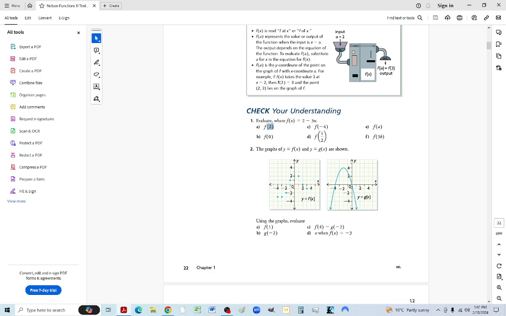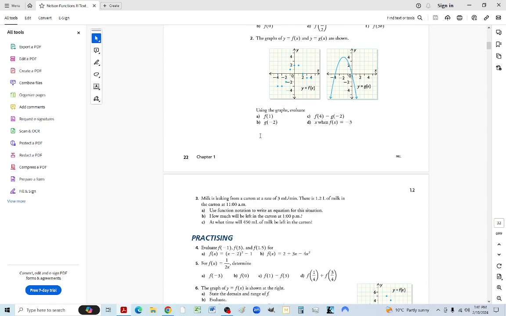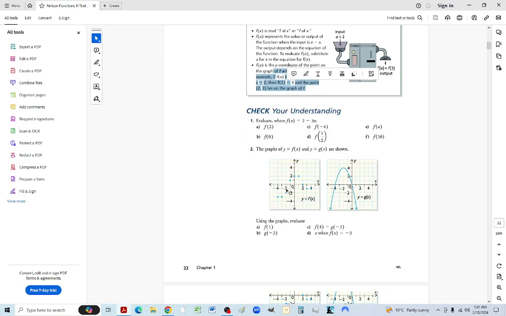The reason I do function notation is because you don't really want to constantly be writing y when the function can stand for anything. And then you should always do some practice of it. But the summary of this chapter is f of x reads f at x or f of x. It represents the value of y when you put this value of x into the formula. And then it gives you an example.